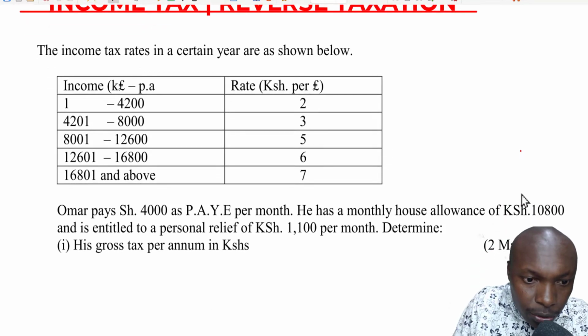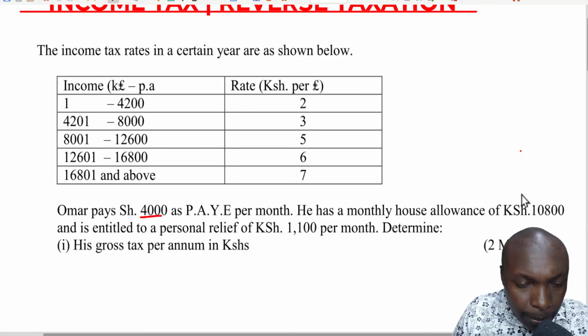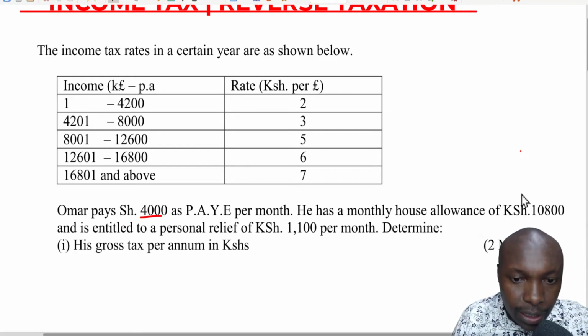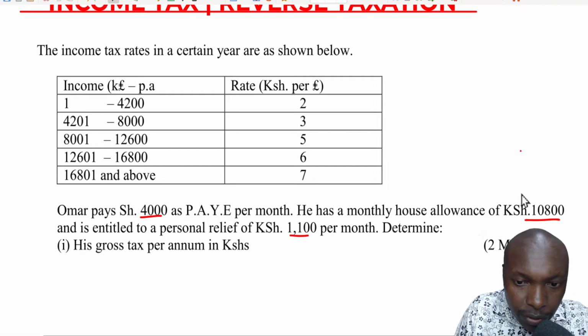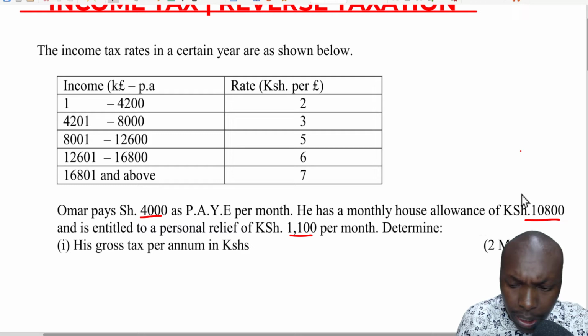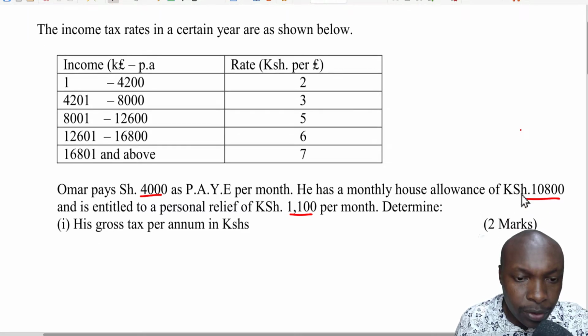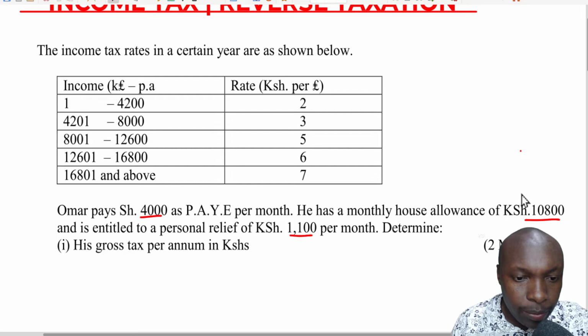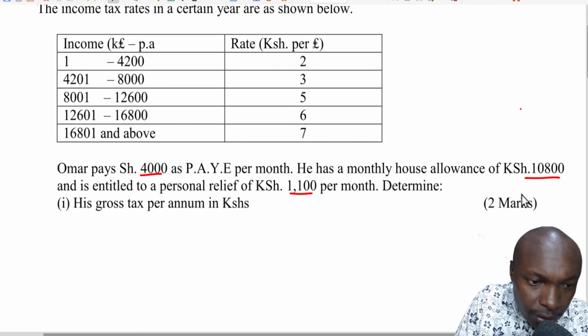Now from that, we go to what is given in the question. We are given the PAYE. PAYE is the net tax, and the allowances total 10,800. Then there's a personal relief, which is 1,100 per month. Now we're supposed to determine the gross tax per annum. The things that you're going to use to get the gross tax are the PAYE and the relief. Those are the two things. So how do we get the gross tax?